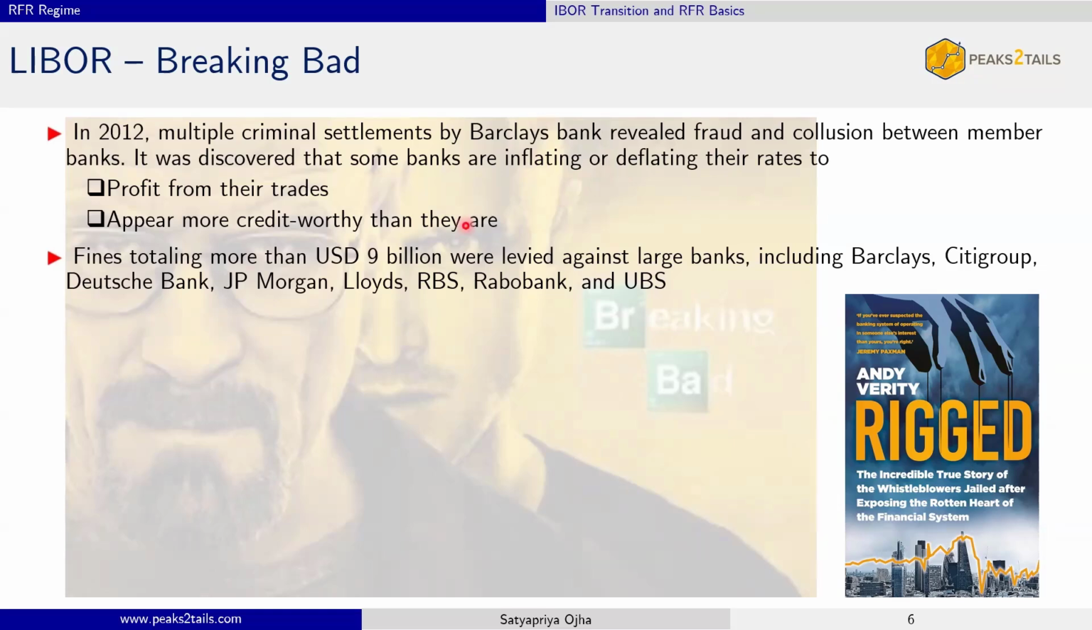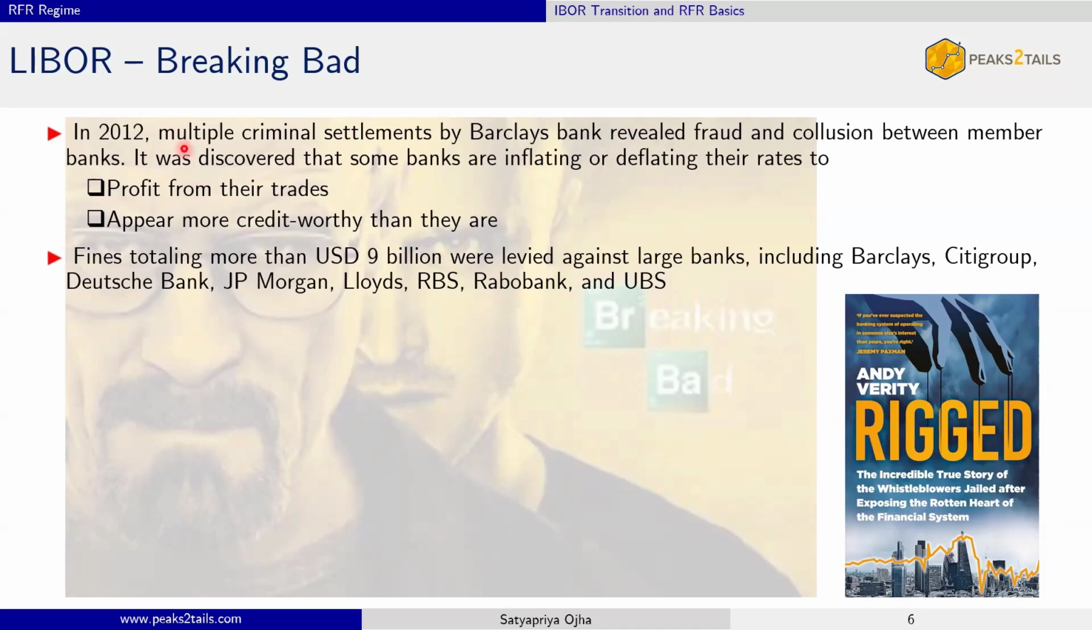Okay. And the second reason is if you quote lower, that means everybody will perceive that you are more credit worthy. Because the question is, at what rate can you borrow, right? If I quote a lower rate, that means everybody will perceive that I'm more credit worthy. So these were some of the reasons why the banks started colluding among themselves, and they started inflating and deflating the quotes, which was disastrous, right?